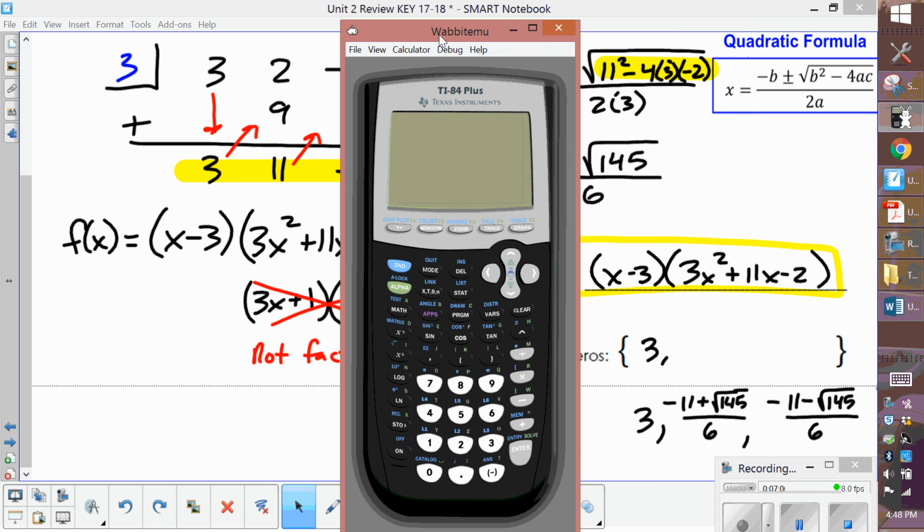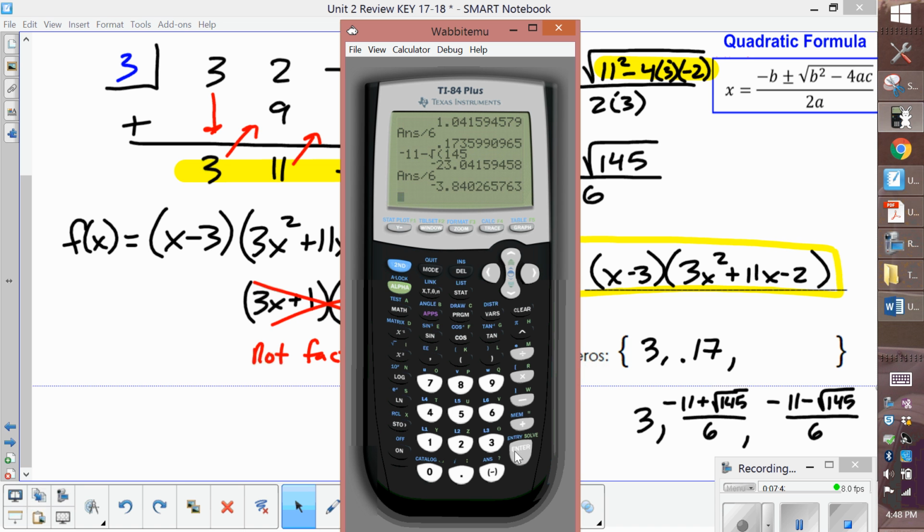So I'll turn my calculator on, get out of the screen, clear. So I'm going to go negative 11 plus square root of 145. And I like to hit enter, divide by 6. There's one of my zeros. So point, I'll say 17 roughly. And then I do the same thing, but instead of adding, I now subtract. Minus, enter, divide by 6, enter. And there's my other 0.